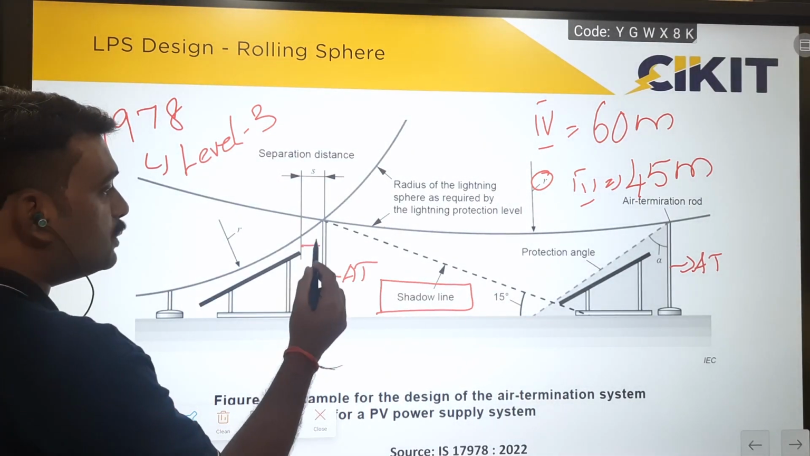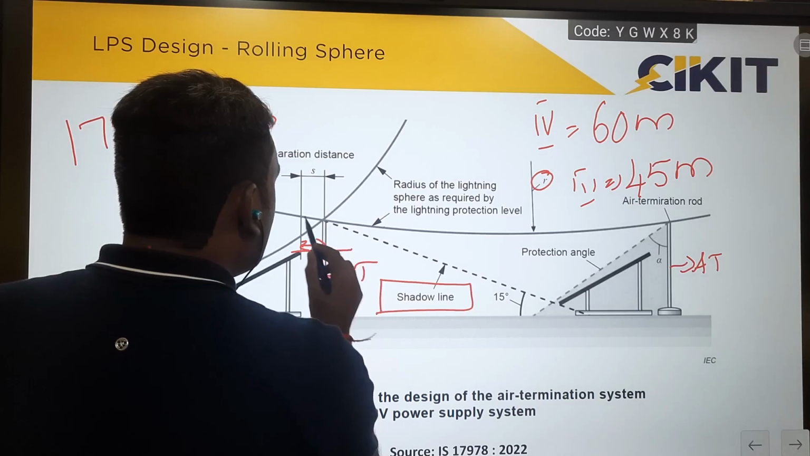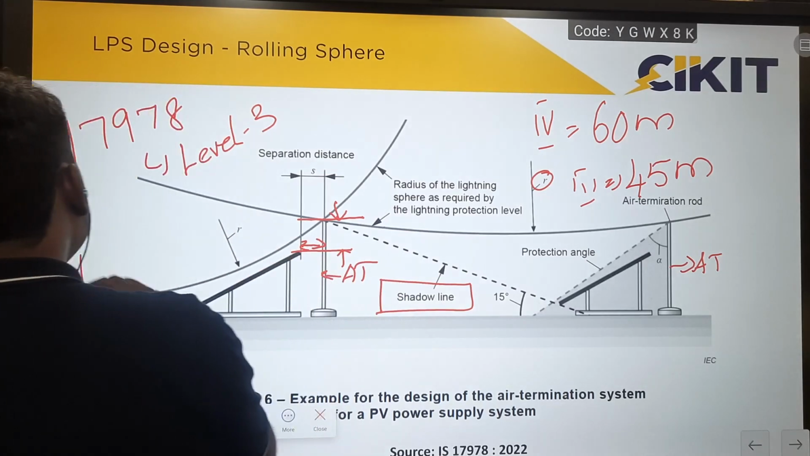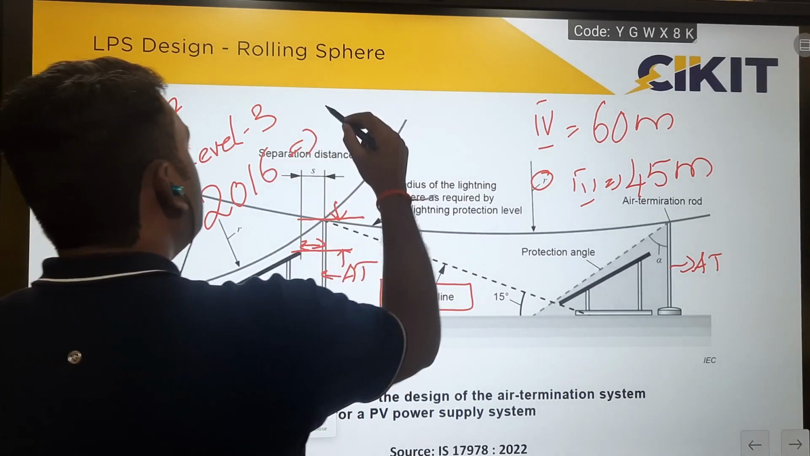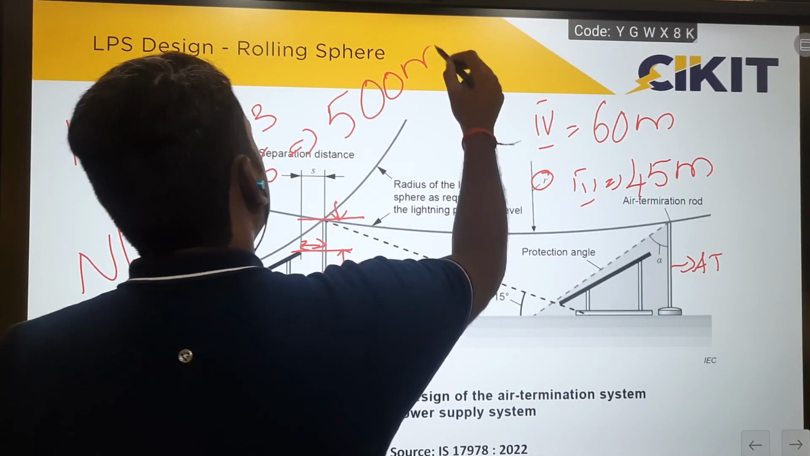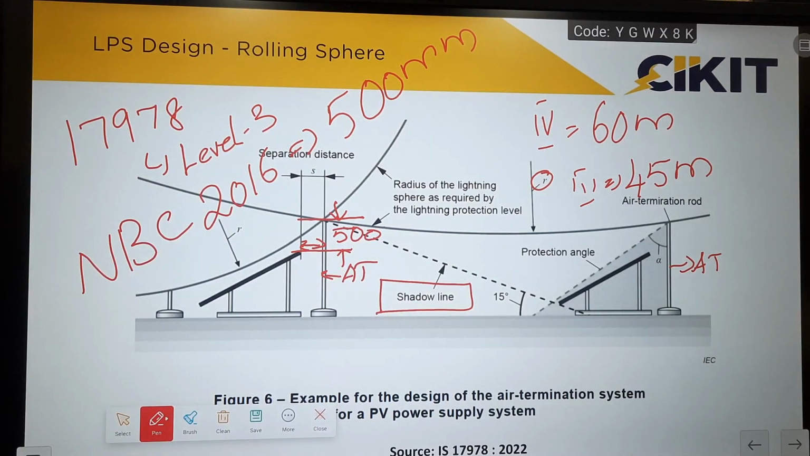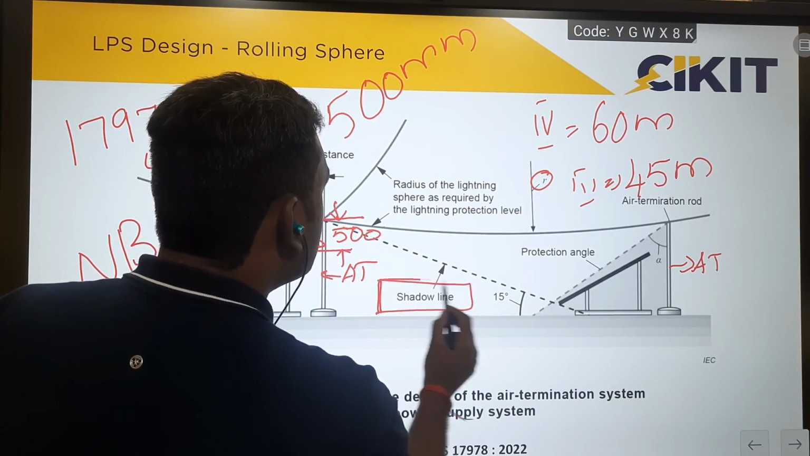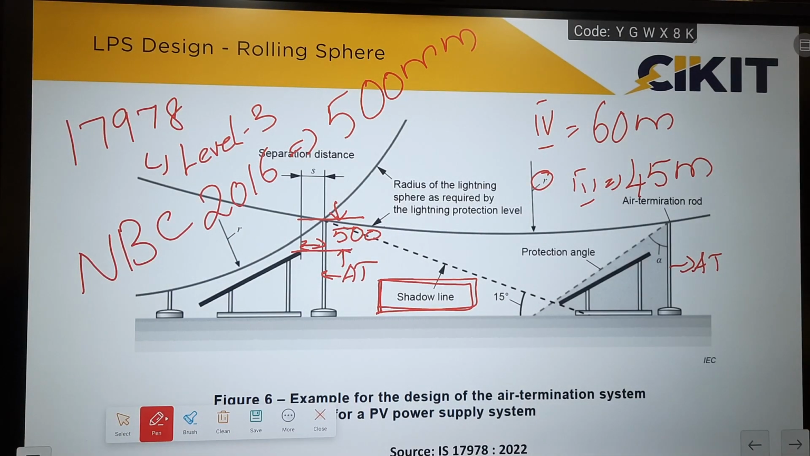We have to provide sufficient spacing between the air terminals and the solar panels, and the height of the air terminals above the panels also has to be considered. The National Building Code 2016 has mentioned that the height of the air terminal can be only 500 mm above the panels. So this height has to be maintained at 500 mm as per NBC 2016. While placing the air terminals and solar panels, we have to consider the effect of shadows. The 500 mm limitation is provided only to avoid the effect of shadows.